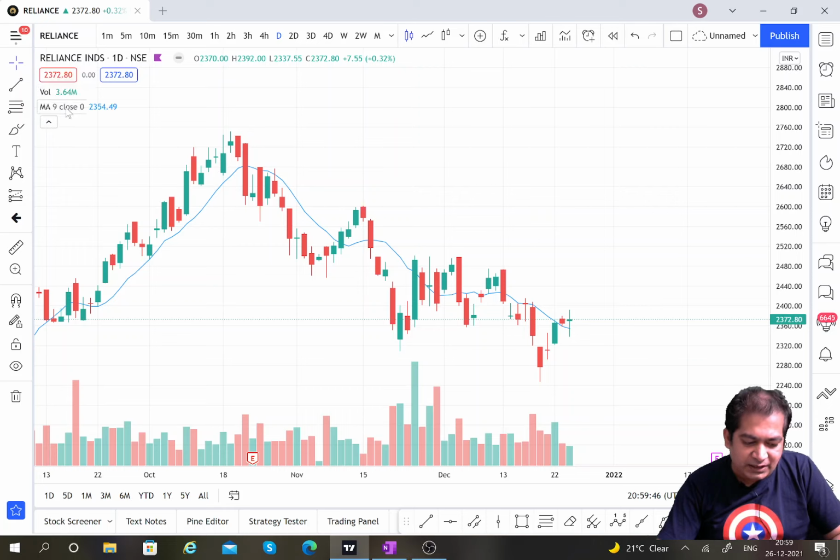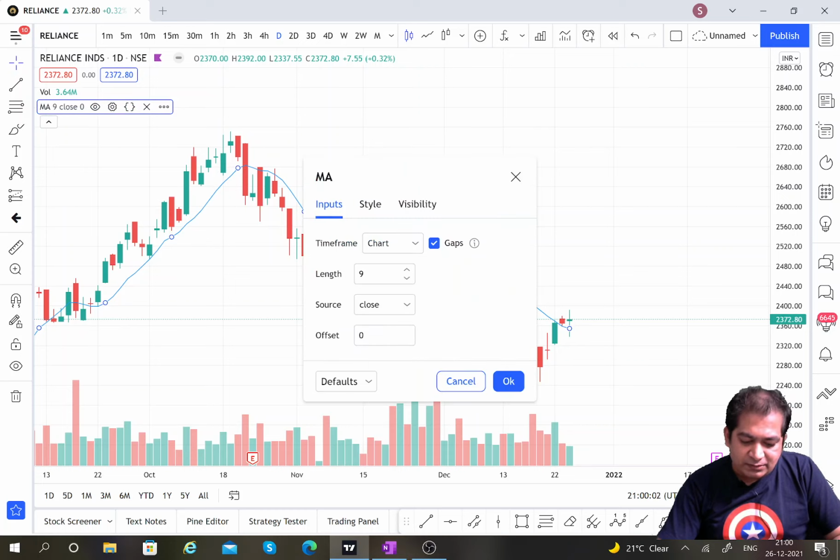Alright, and it has taken the close price of every candle. Mostly it takes the close price, that's the industry standard, so do not change much about it. So now what will I do? I will click on this. I want to make it a 50-period moving average.